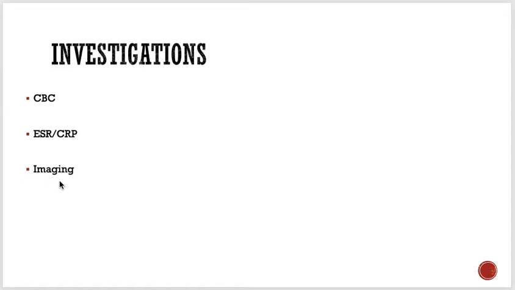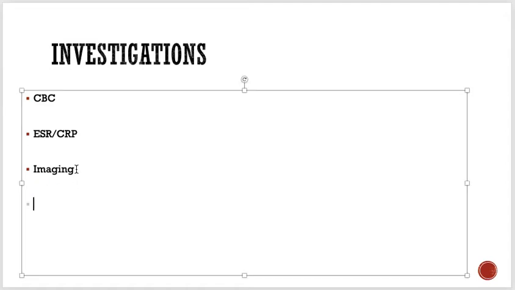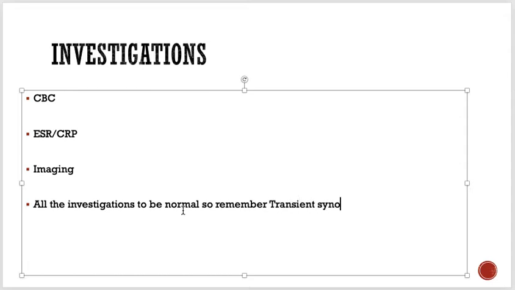Okay. So remember this thing, that we want all the investigations to be normal. Inconclusive, you can say. Why not normal? Because maybe ESR and CRP are mildly raised. So remember, transient synovitis is a diagnosis of exclusion. Okay, you got my point? It is a diagnosis of exclusion. If you find, guys, any abnormality, it is not transient synovitis.